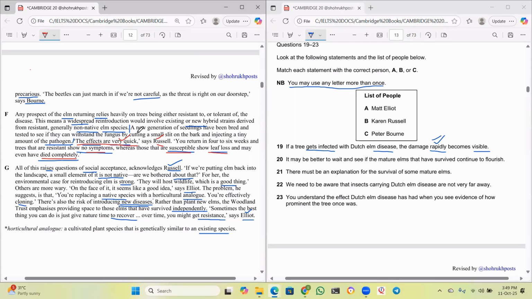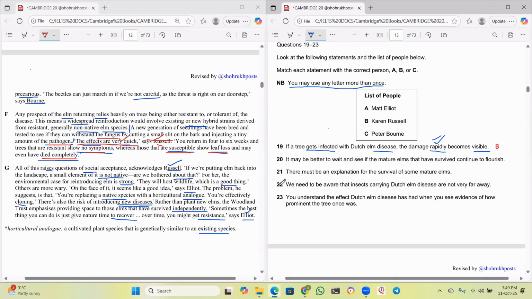See here, a new generation of seedlings have been bred and tested to see if they can withstand the fungus by cutting a small slit on the bark and injecting a tiny amount of pathogen. So this is the experiment that he has done, and he says that the effects are very quick, meaning the damage becomes rapidly visible. Who said it? Russell. So what is our answer, guys? Where is Russell? B, right? So our answer should be B here. Okay, this one was pretty easy, a direct answer.